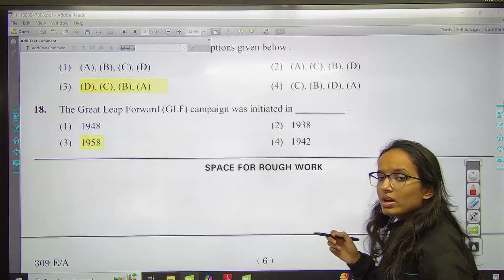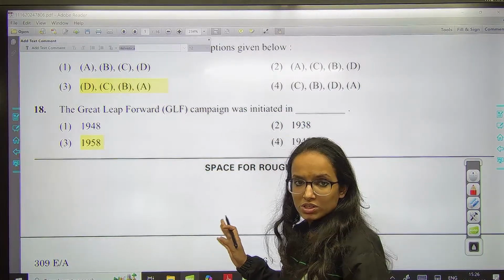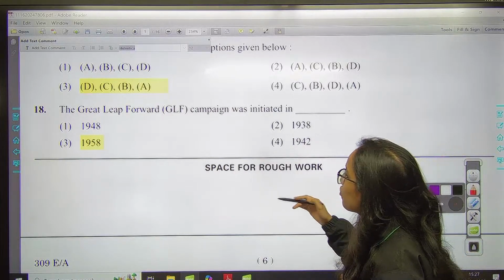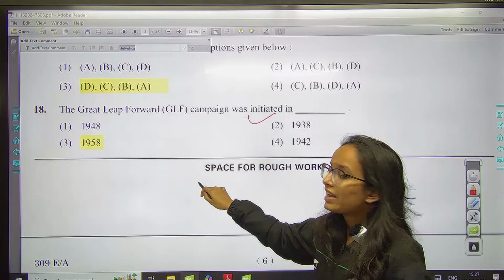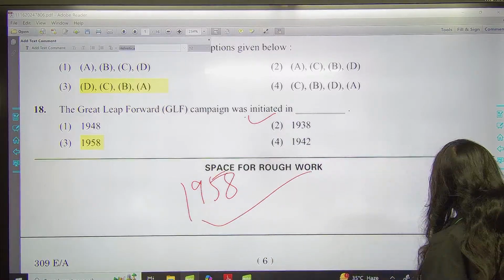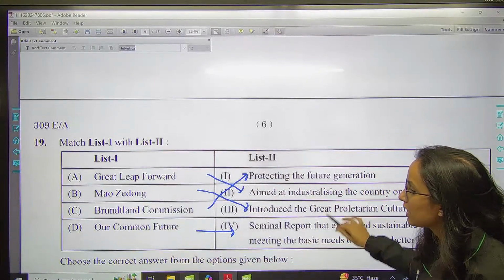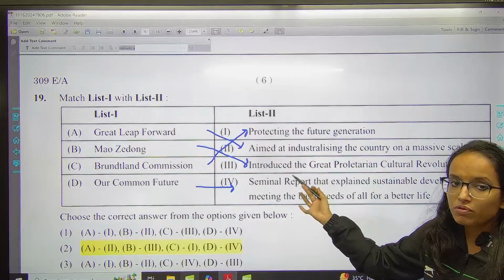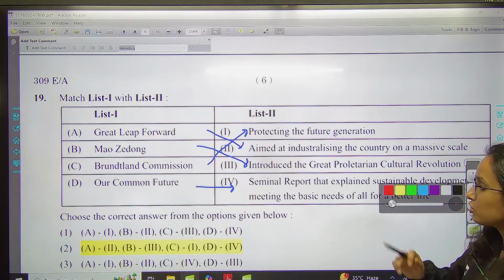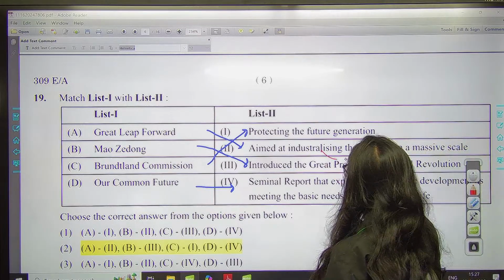Then they are also asking questions from Mao Zedong's Great Leap Forward, right? 2-3 questions you would find in the same paper. The Great Leap Forward was a campaign initiated in 1958. You know Mao Zedong started it in 1958, which focused on heavy industrialization of the agrarian economy, right? So again you see, in match of the following they have asked the Great Leap Forward, which aimed at industrializing the country.